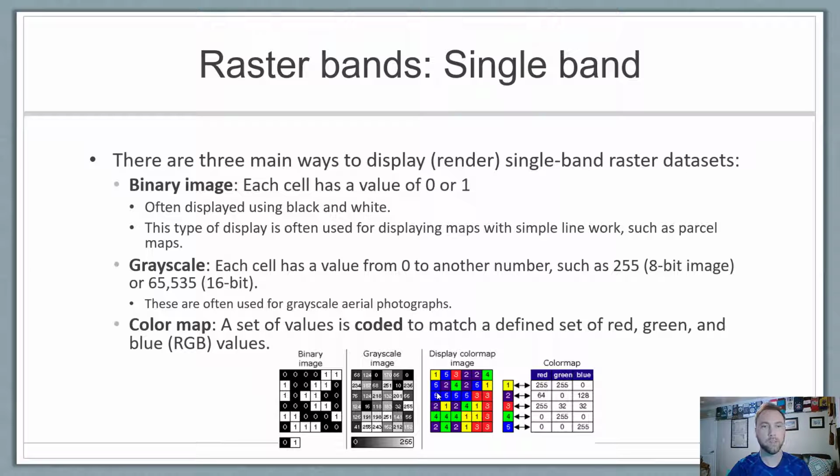And lastly, you can have a color image from a single band raster using a color map. So a set of values is coded to match a defined set of red, green, and blue values. Even though it's a single number from the single band, those can be translated to RGB values.